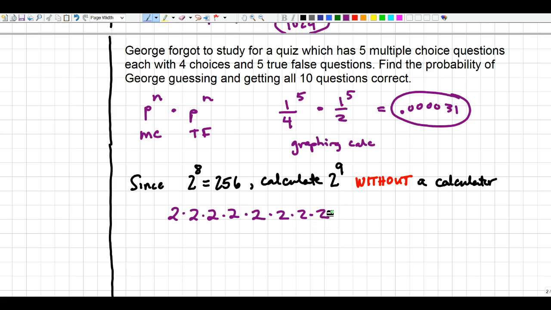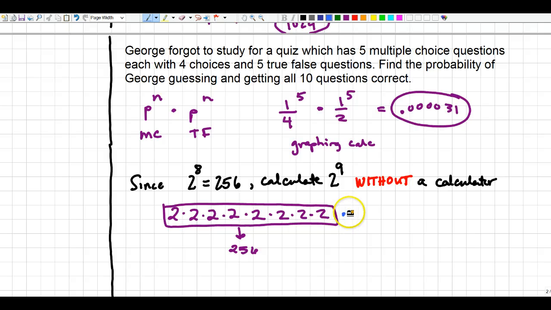So there's 8 2's that are being multiplied together. And I know that that result, as a group, is going to turn into a 256. They're asking me, however, to figure out 2 to the 9th. 2 to the 9th means 9 of these multiplied together. So since I have the first 8 already listed, all I need to do is multiply by an additional 2. Now I have 9. Since I know that 256 is what the first 8 make, all I need to do is 256 times 2, and that'll tell me what 2 to the 9th is.